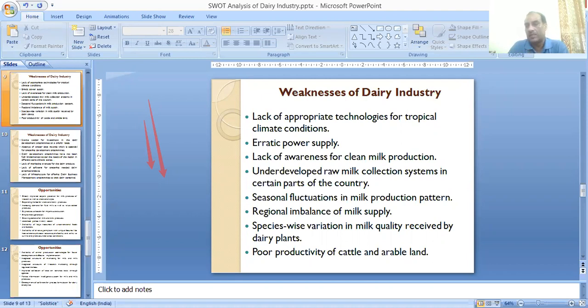You know, there are regions which have adequate milk supply, and then there are regions where the milk supply is low. We have this still nondescript type of cattle, and we need to take care of these factors to maintain a balance, to remove the regional imbalance in milk supply. And species-wise variation in milk quality received by dairy plants. So milk of different species are different, and there is a lot of variation in that. Poor productivity of cattle and arable land, you know, it is very much known to everyone.